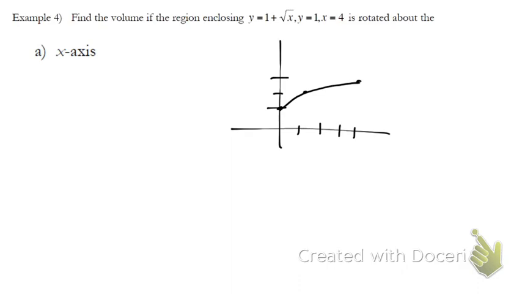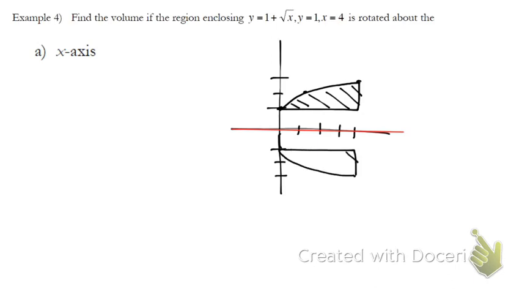So it's bound by that function, 1 plus the square root of x. It's also bound by y equals 1, which is this line right here. And it's also bound by x equals 4, which is this line right here. So the area we're revolving is this area right here. And they're asking us to revolve it around the x-axis. So if I want to revolve it around this red line, that means I need to reflect it over the red line. So it looks something like this if I reflect it over the red line.